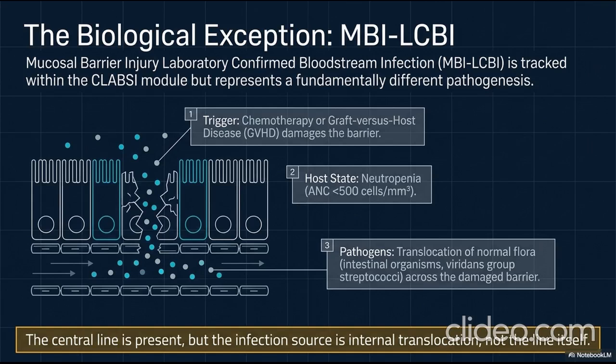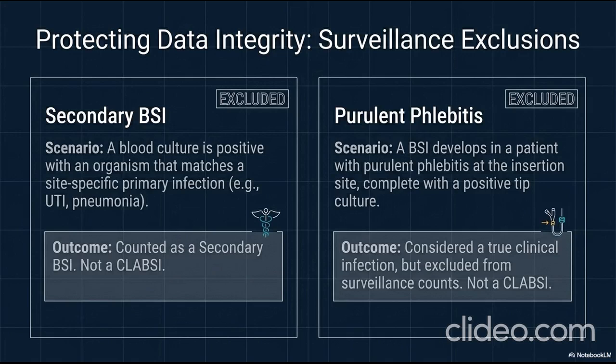To protect data integrity, certain scenarios are excluded. Secondary BSIs, where a blood culture matches a site-specific infection, like a UTI or pneumonia, are reported as secondary to that site and are not CLABSIs. Similarly, purulent phlebitis with a positive tip culture is considered a clinical infection but is excluded from surveillance counts.